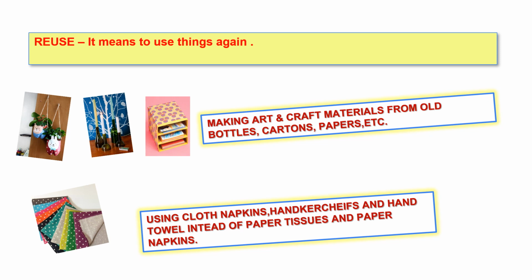Reuse. It means to use things again. For example, the plastic or glass bottles in which we buy various food items like jam or pickle can be reused for storing different things in the kitchen. We can make art and craft material from old bottles, cartons, papers, etc. We can use cloth napkins, handkerchiefs and hand towels instead of paper tissue and paper napkins.